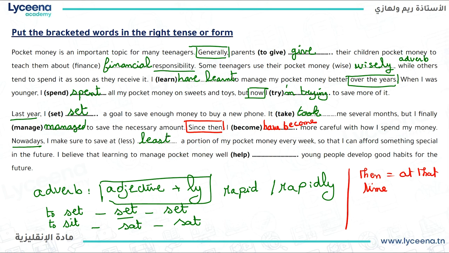I believe that learning to manage pocket money well help young people develop good habits for the future. So I believe that learning how to manage pocket money well in the future will help. So we have to put the verb in the future. Will help. Okay.